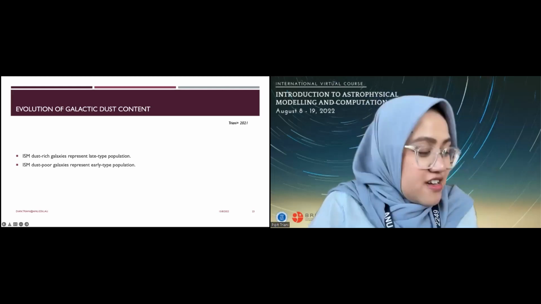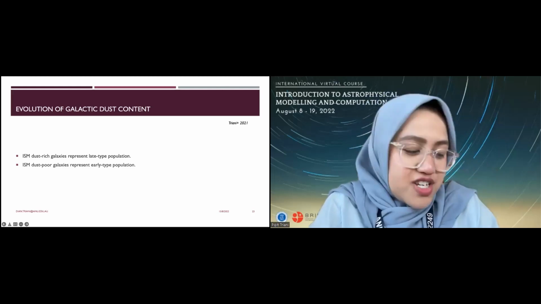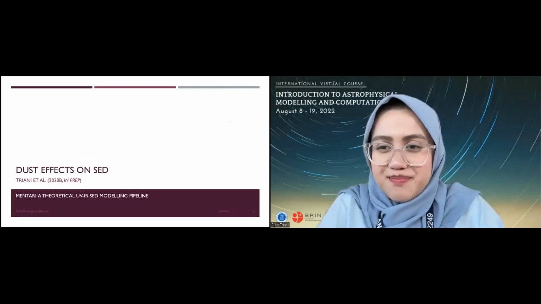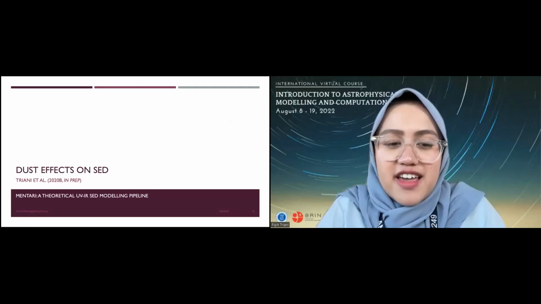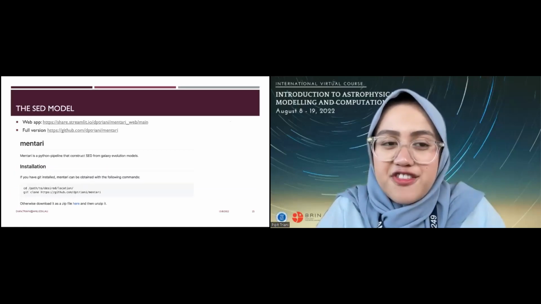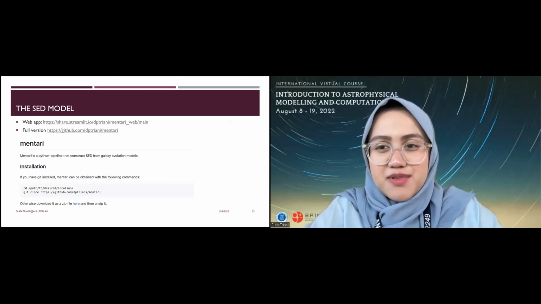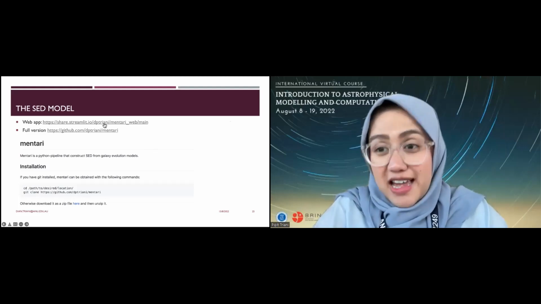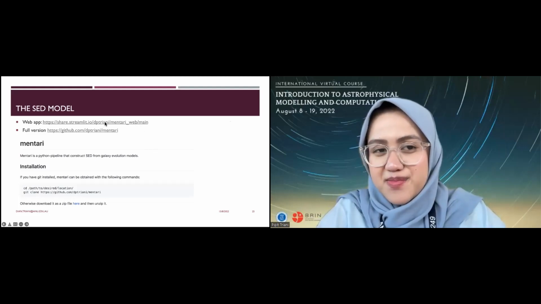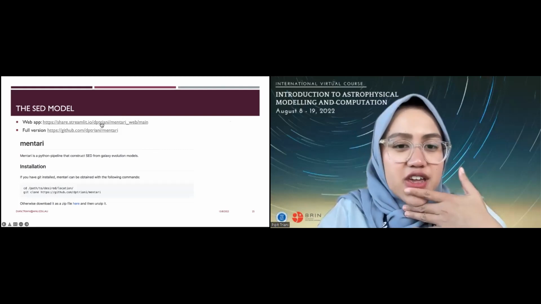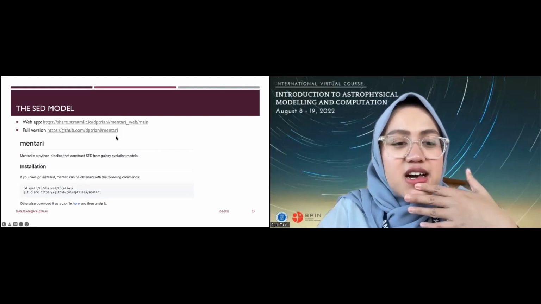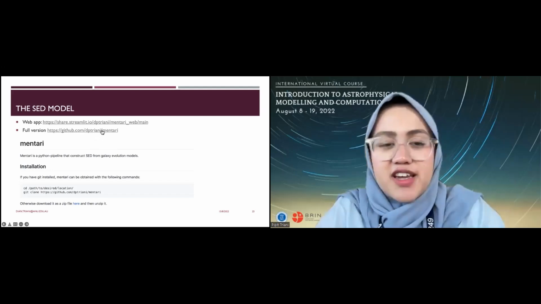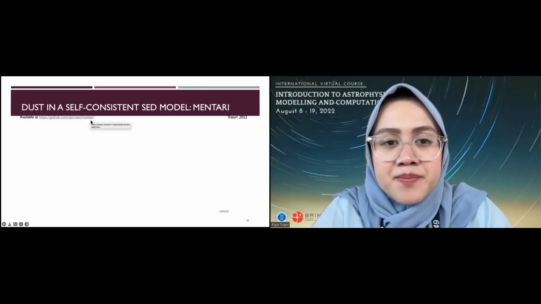Okay. Right. Let's move to the SEDs. So how does dust affect the spectral energy distribution of galaxies? I have this SED model which can be accessed from the web app in Streamlit. I'll share this presentation, so then you can start playing with that. The full version is on my GitHub, and it requires installation. But if you want to play, maybe start with the web app first.